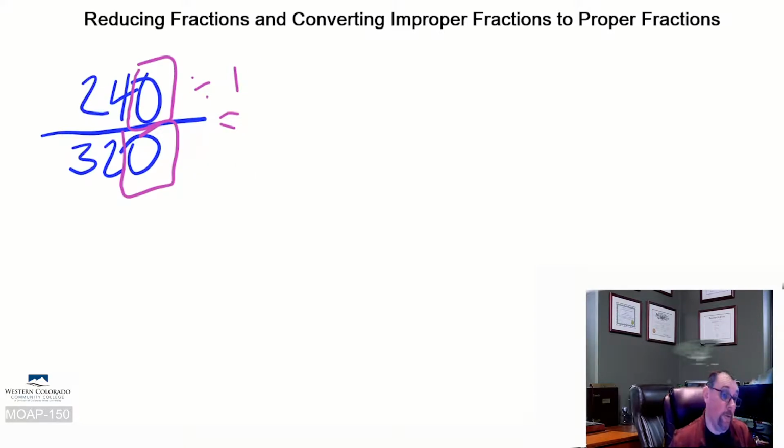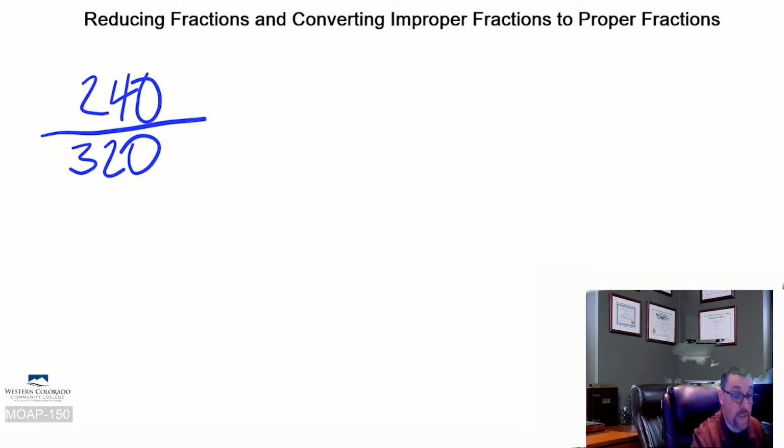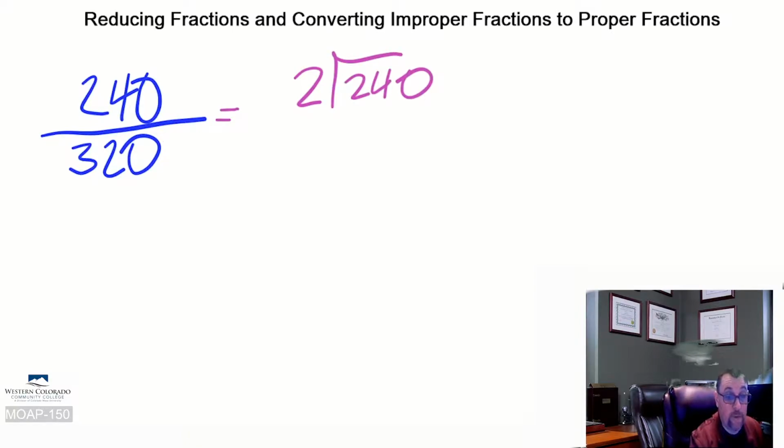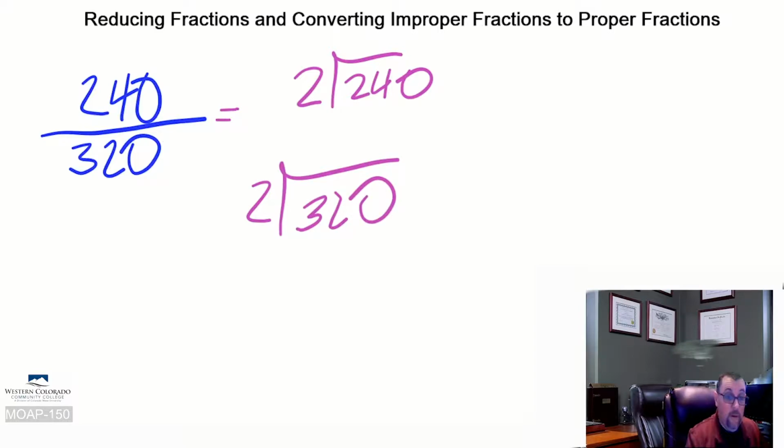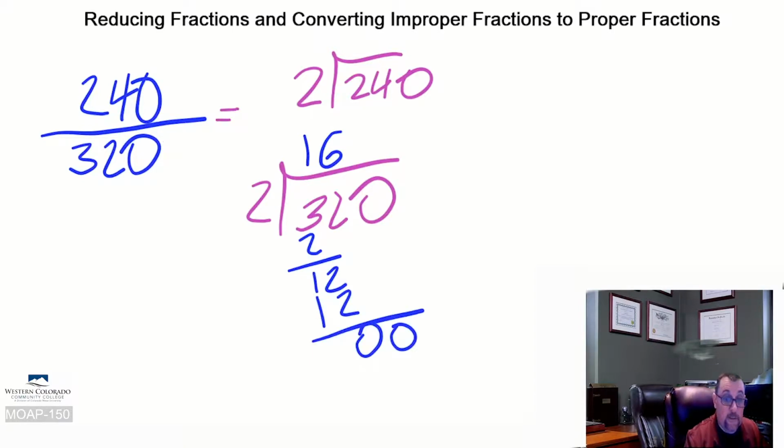If we don't know that, we can still go back to here, where we know that this is an even number on both sides. So we can do 240 divided by 2, and we can do 320 divided by 2. Does 2 go into 3? Yes, it goes in 1 time. Does 2 go into 12? Yes, it goes in 6 times. Okay, does 2 go into 0? Okay, so there's your answer there.